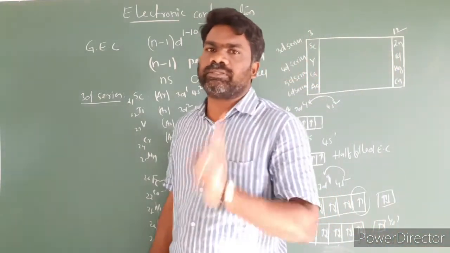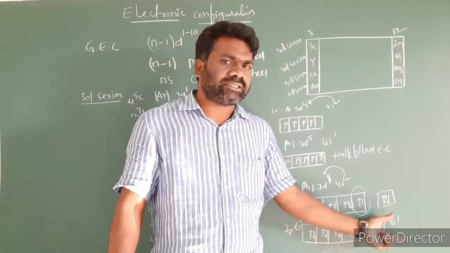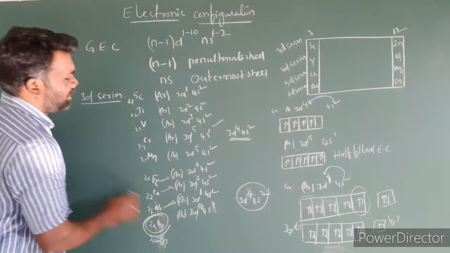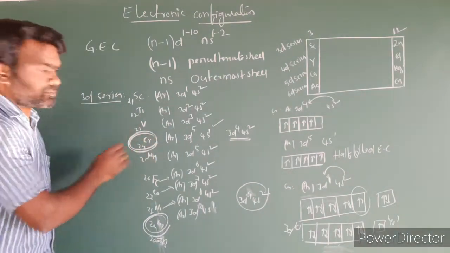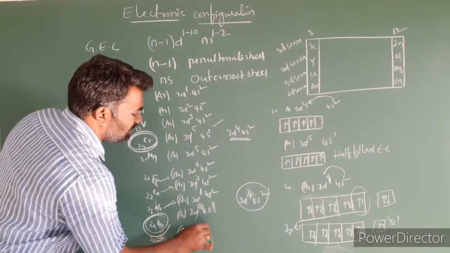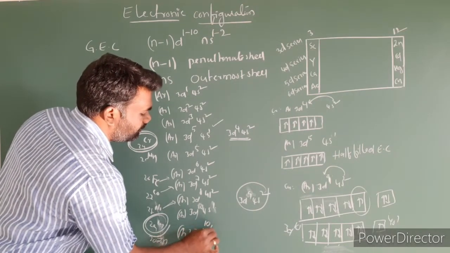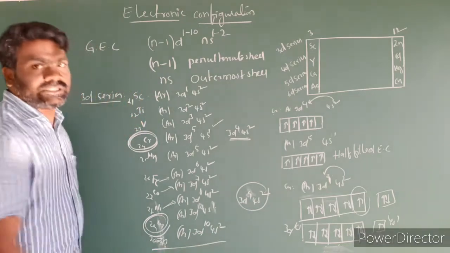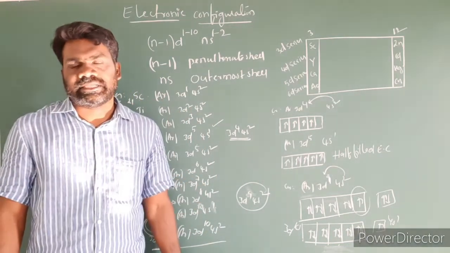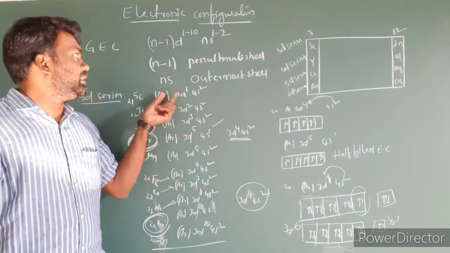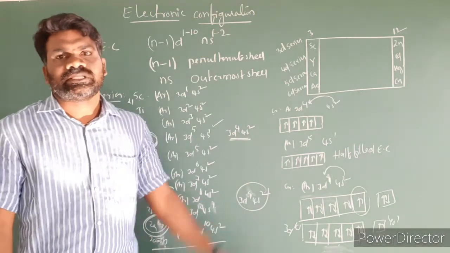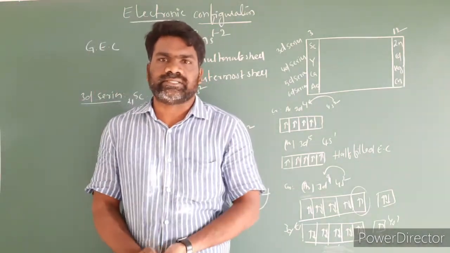One is symmetrical distribution of electrons, and the second one is exchange energy. So here is the electron configuration of copper, and chromium is an exception. Then zinc is the same: argon 3d10 4s2. So these are the electronic configurations of some 3d series elements. There are some exceptions because of the very small energy difference between the n-1d orbital and the ns orbital.